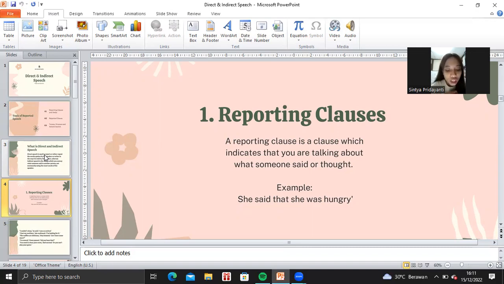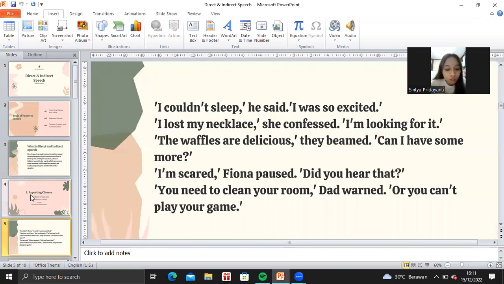Reporting clauses include the pronoun or proper noun, like someone's name, as well as said, or a synonym for said. The reporting clause can be placed before or after the rest of the sentence. It makes sense both ways. Sometimes the reporting clause is placed in the middle of direct speech too.